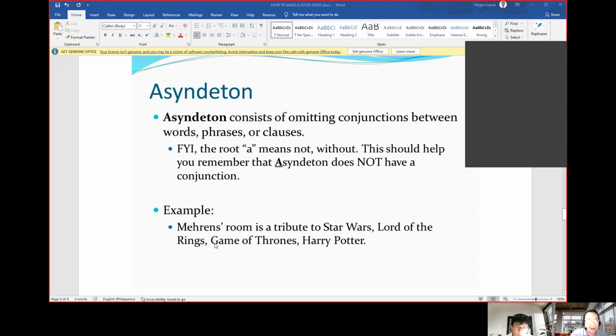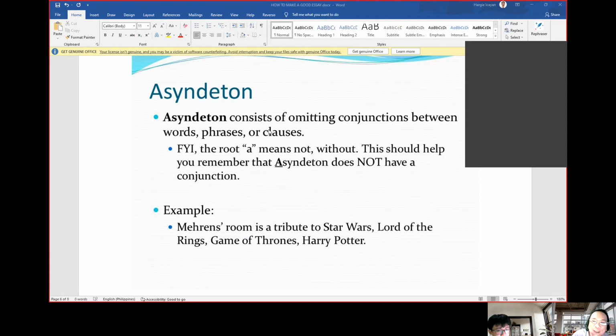For example, Marvin's room is a tribute to Star Wars, comma, Lord of the Rings, comma, Game of Thrones, and Harry Potter. So we do not use the "and" here. Instead, we just use a comma, and it's also correct in writing an essay. So we call this one asyndeton.